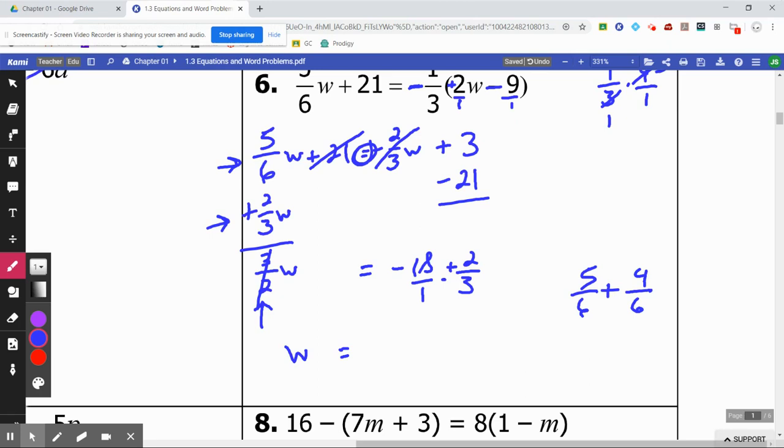Negative times a positive is a negative. 18 cross cancels with 3, leaves you with a 1 and a 6. Multiply tops, you get 12. Multiply the bottoms, you get 1. 12 over 1 is 12.